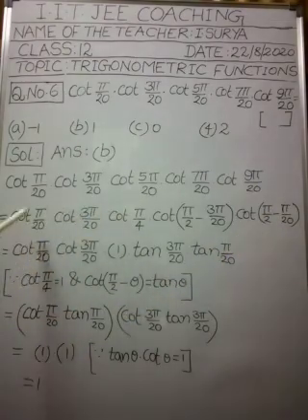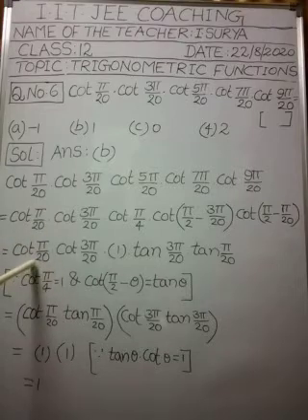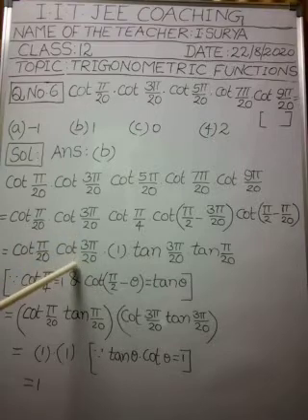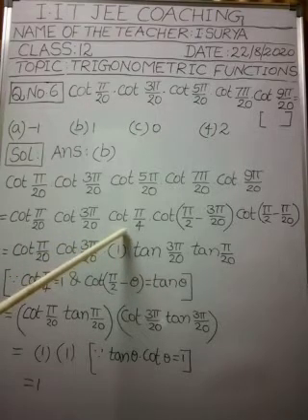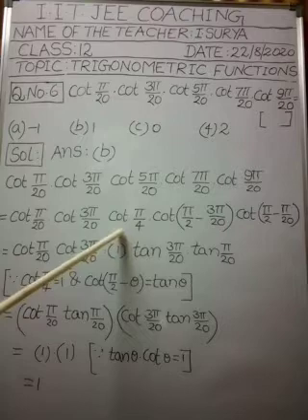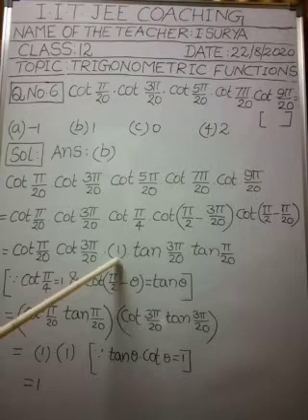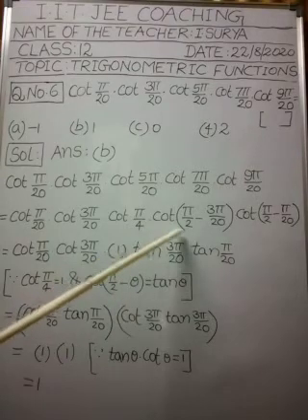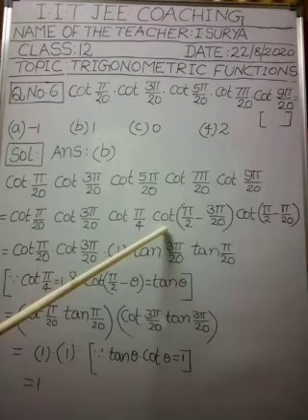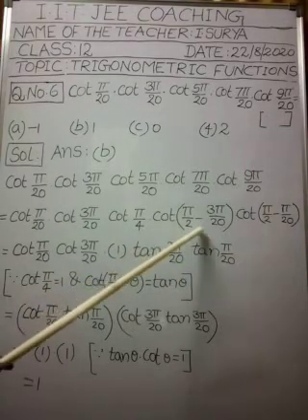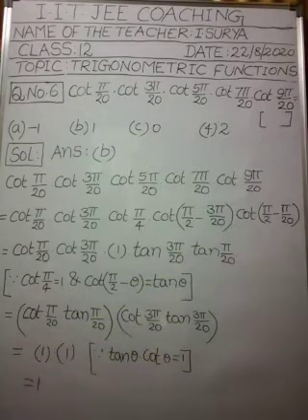Right. Come to the next step. I wrote this first factor cot pi by 20 as it is. Second factor cot 3 pi by 20 also as it is. If you observe here, cot pi by 4 means cot 45 degrees. What is the value of cot 45 degrees? 1. Understood, my children? Right. Now come to the fourth factor, cot pi by 2 minus theta. It is in the form of cot pi by 2 minus theta. What is the value of cot pi by 2 minus theta? Tan theta.